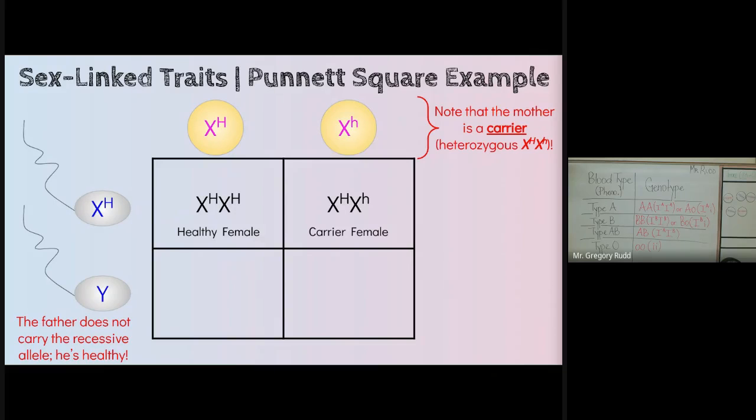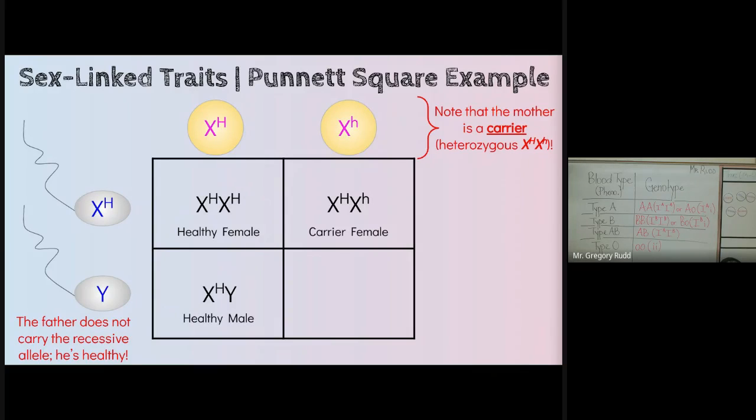Capital H. Capital, yeah. Then what else is in this class? A Y. Okay. So the Y gets slid over. And so what do you know about this part? Are they male or female? They're male. Good. And do they have hemophilia or are they healthy? They're healthy. Good. So this is a healthy male.